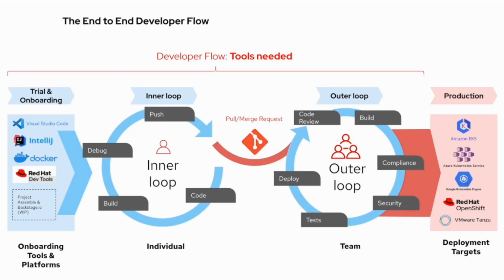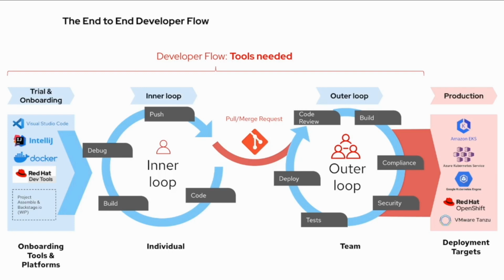And when that happens, the outer loop takes over, which covers things like reviewing, building artifacts, doing end-to-end testing, checking for security, and then at some point, you would deploy it into your desired runtime environments. At Red Hat Developer Tools, along with the inner loop and the outer loop, we also focus on areas of trialing and onboarding and helping you get into the production environments of your choice.